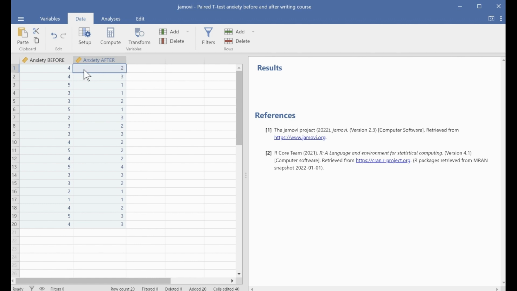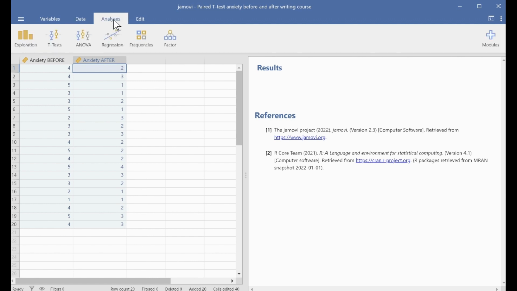What's important here is that this 4 and this 2 come from the same participant. It's very important when we have paired or repeated measures. He did it once and then he repeated it afterwards. What's important is that they are on the same line, and as you'll see shortly, this is how we enter the data into the analysis. So with that, let's go to the analyses.